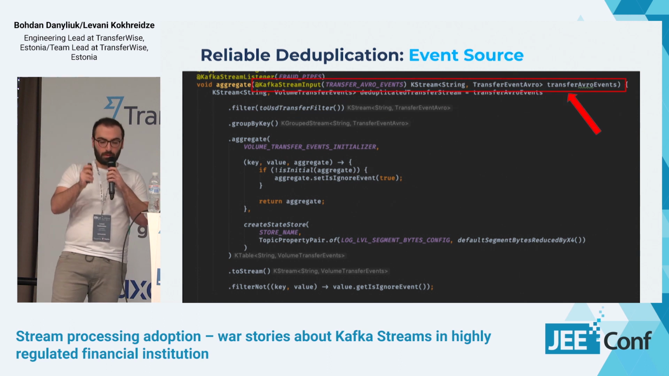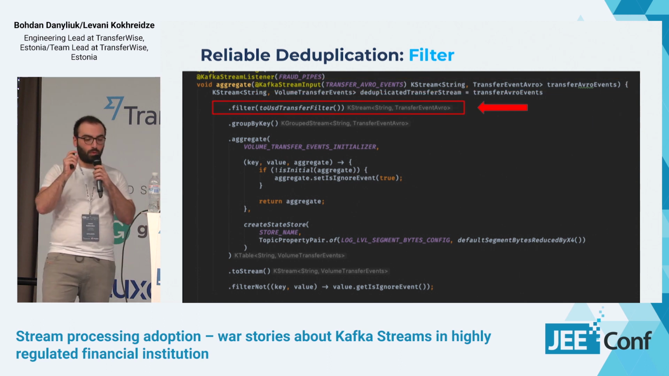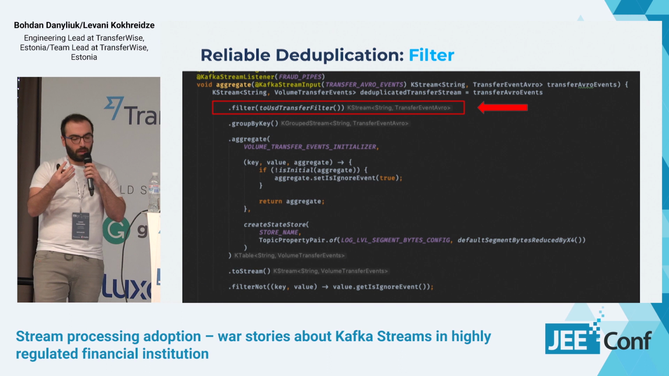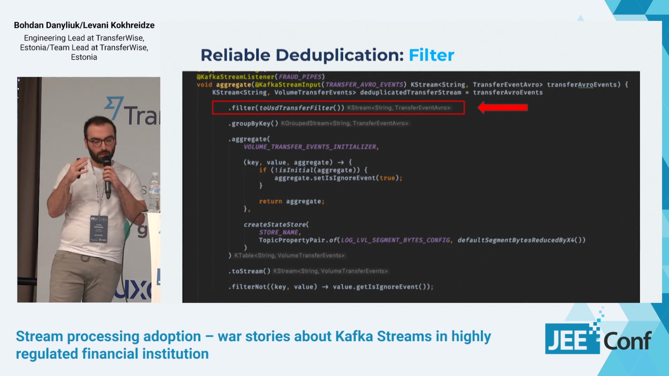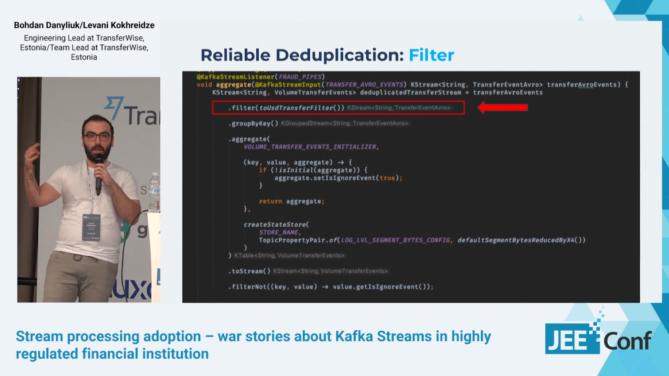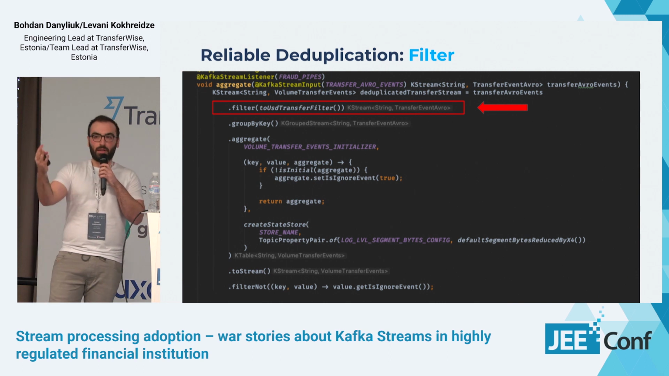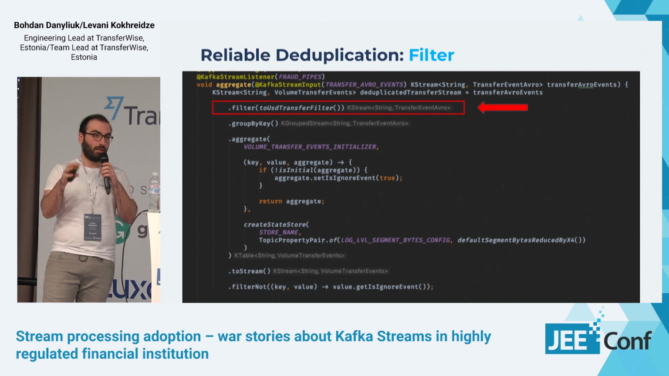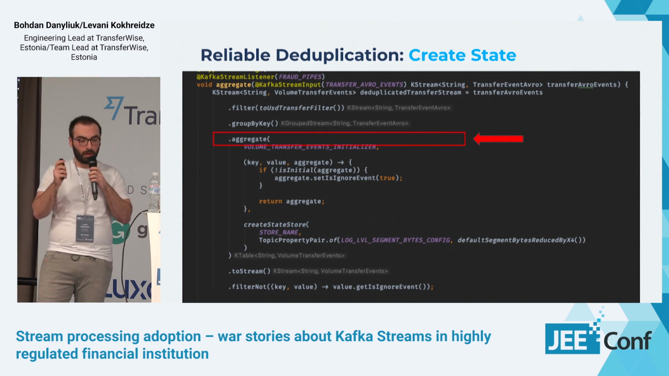So we have this source. Now we want to filter out only the necessary pieces of it. In this case, we are only interested in the transfers that are sending money to USD, where the target currency is USD. So pretty easy with the Kafka Streams DSL. You can just put in the filter and it will do its magic. It's a stateless operation, and it's super easy to do.